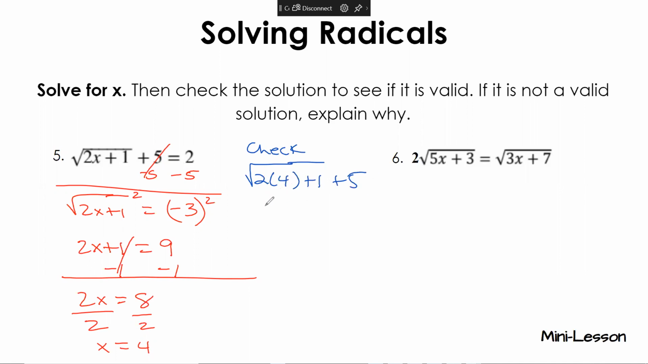8 plus 1 is 9. Square root of 9 is 3 plus 5. What does that equal? Is 8 equal to 2? No. So this would not be the answer. No solution. Okay. I know I wrote that fast.